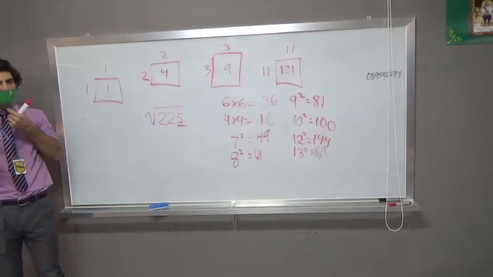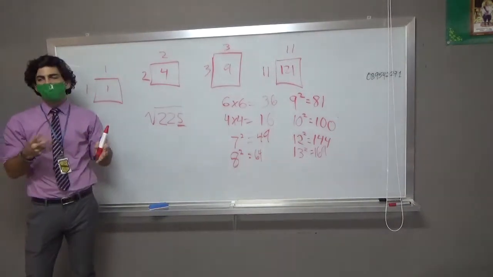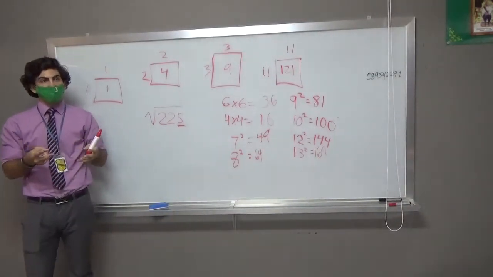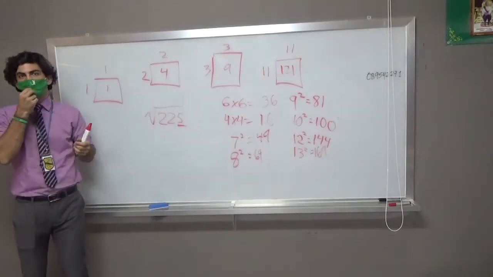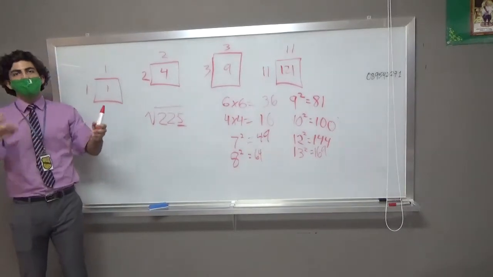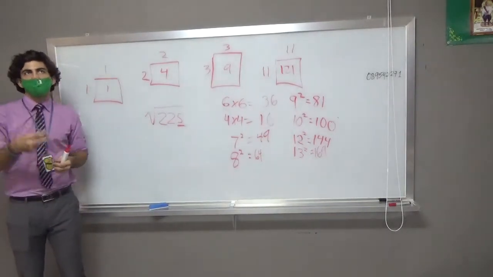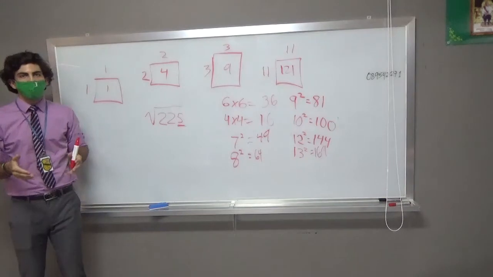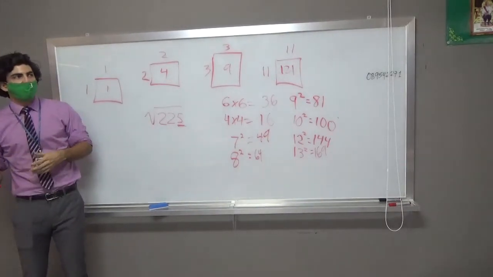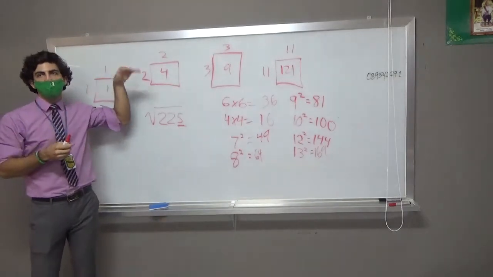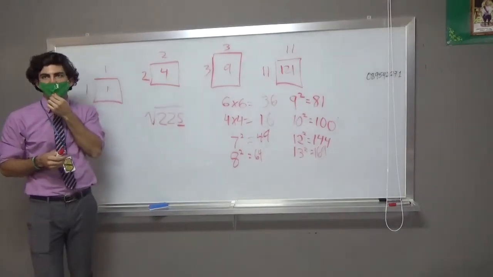2 times 2 is 4. So any numbers that end in 2, when you square it, will end in 4. So when you have 12 times 12, it ends in 144. Anything after that, 12, 22, 32, it's always going to end in a 4. 3 ends in a 9. Anything that ends in a 4, when you square it, will then end in a 6.